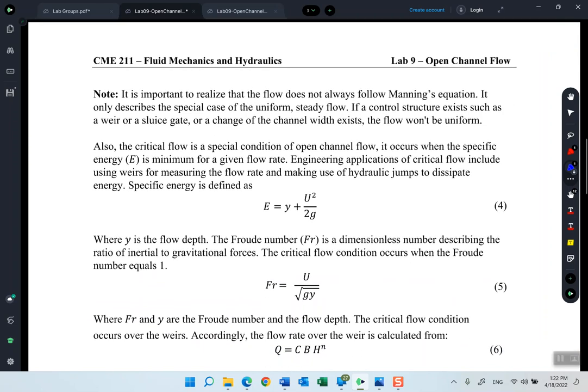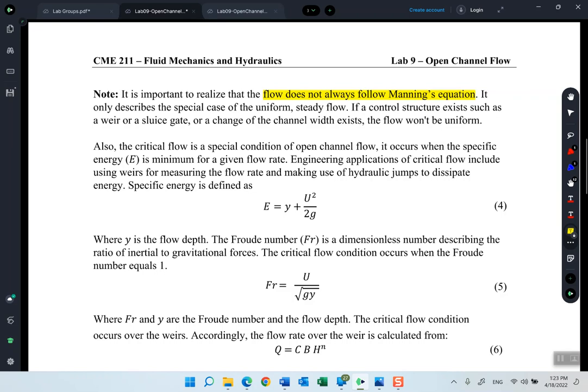There's nothing new here, but it is giving you a reminder that the flow doesn't always follow the Manning equation. In some cases, in some open channels, we can't apply the Manning equation to get the normal flow depth or even the flow velocity. Why is that? Because at the beginning of this lab, we mentioned that there are two main assumptions for the Manning equation. It is assuming that the flow is uniform and the flow is steady.